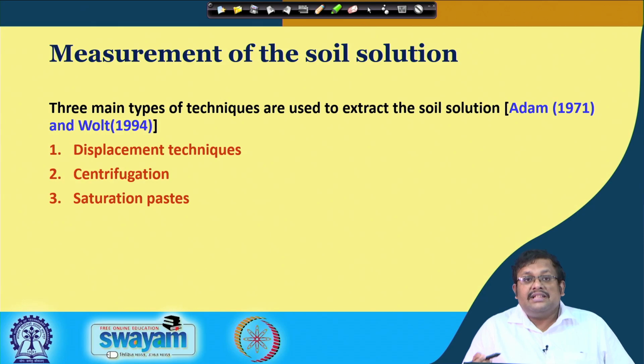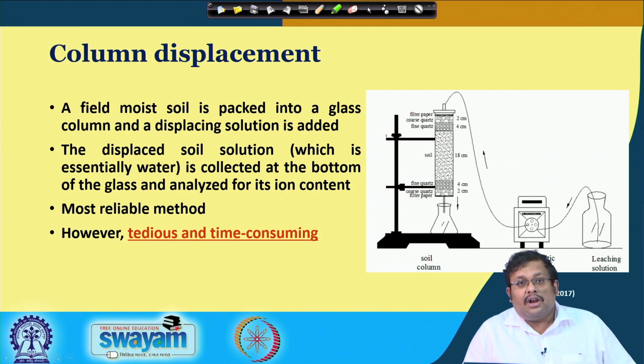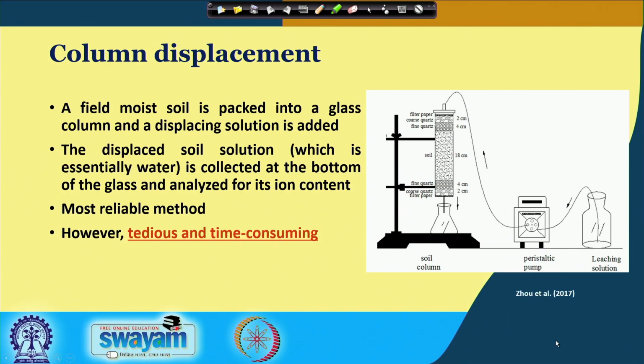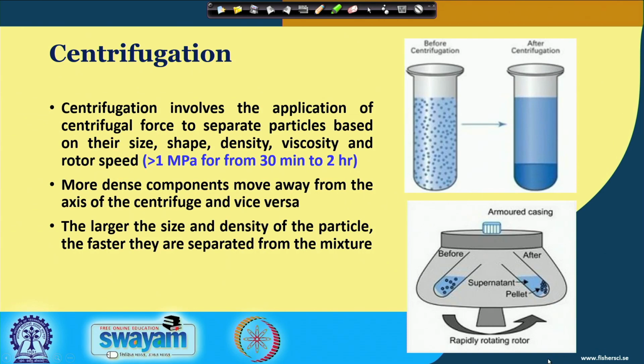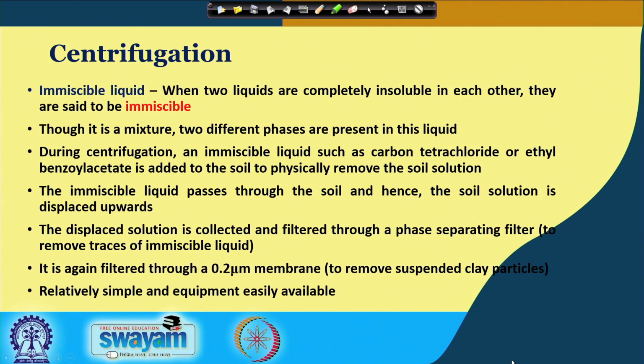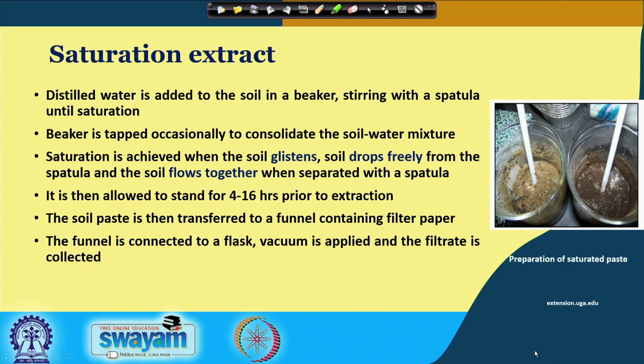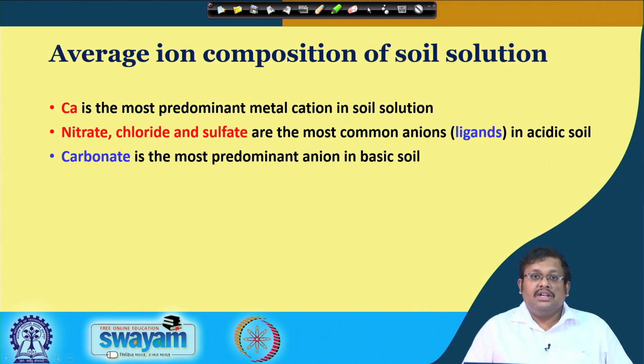We have also covered the main types of techniques which we use for extracting the soil solution. Remember that these are the displacement techniques. We have talked about centrifugation and saturation pastes, and the column displacement in our previous lectures. Then we talked about how centrifugation can remove the soil solution for subsequent measurement, and the other aspects of centrifugation. And then we talked about the saturation paste or saturation extract, and how we can extract that soil solution to measure the ionic concentration in the saturated extract.